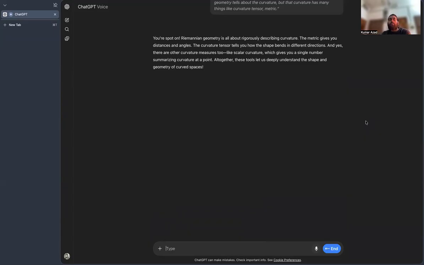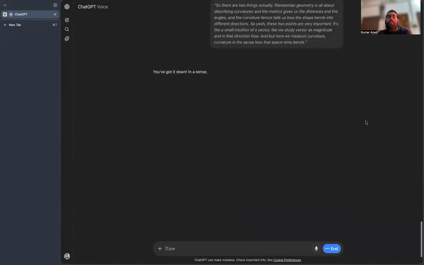So there are two things actually. Riemannian geometry is all about describing curvature, and the metric gives us the distances and the angles, and the curvature tensor tells us how the shape bends in different directions. So yeah, these two points are very important. It's like a small intuition of a vector, like we study a vector as magnitude and direction. But here we measure curvature in the sense of how that space-time bends.